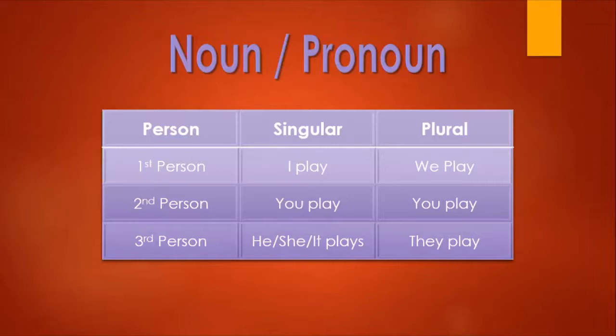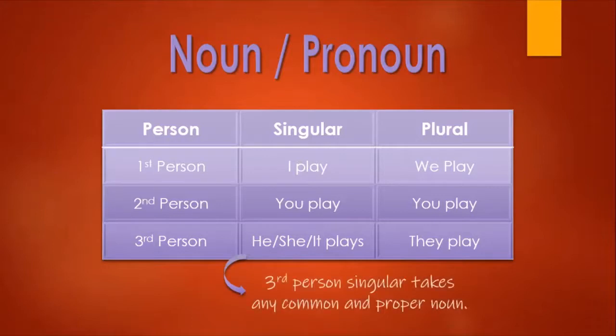Third person is the tricky portion. As you can see here, we have he, she, it plays. Third person singular takes s or es as per the verb, and in plural it retains the primary form play, they play. Now what we need to understand is that third person singular does not only take he, she, it, these pronouns. They can take any common and proper noun.